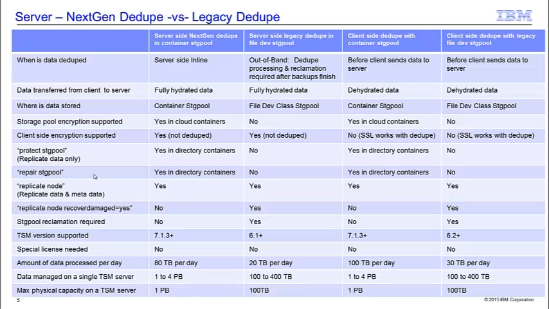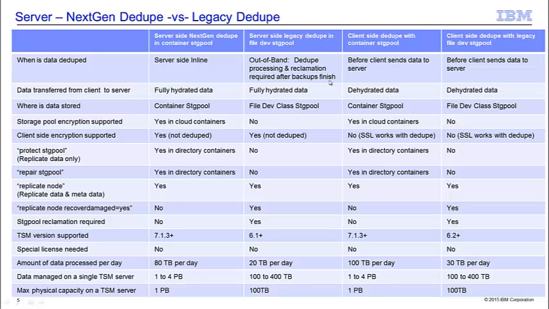This chart walks through the differences between the next generation dedupe and the legacy dedupe that we introduced in version 6.2 and version 6.1. So let's go through these different columns here. The first one is your NextGen dedupe going out to container storage pools. When this occurs, we're actually deduping the data inline. When the client sends the data to the server, the data is going to be fully hydrated, and then it's going to be written out to a container storage pool.